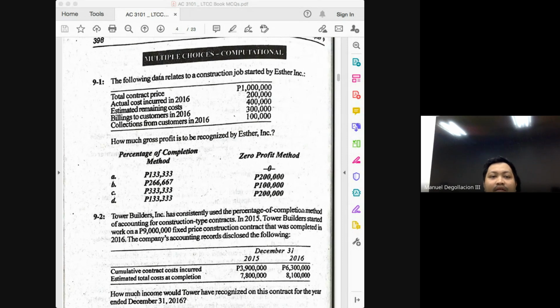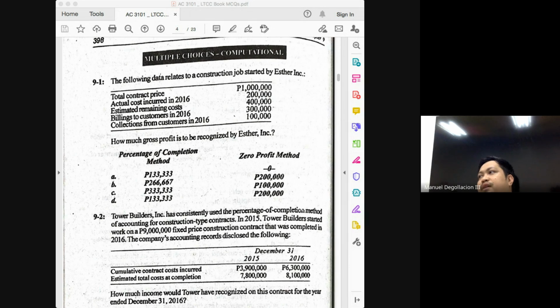400,000. Okay, so for those who are not paying attention from the start, the 400,000 here is not the 400,000 given in the problem. The 400,000 here is the difference between the 1 million and the 600,000. And the 600,000 we are talking about here is the sum of your 200 and your 400, which represents already our cost at completion. Now, we have 1/3 and 400. What do we do with the two?